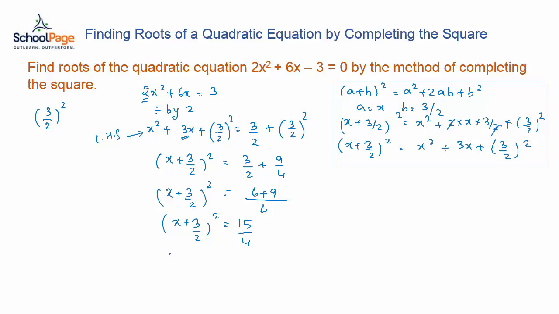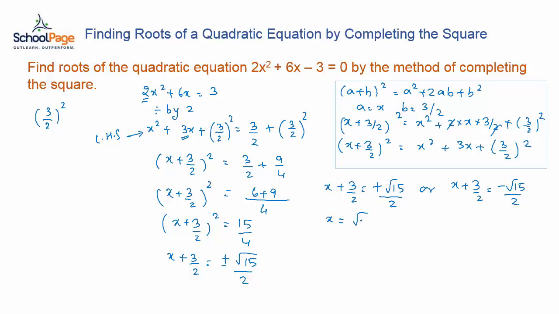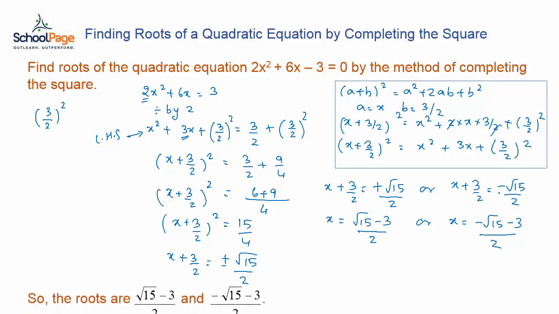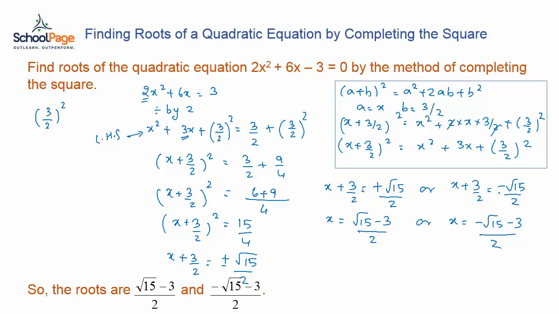Let us take the square root. We have x plus 3 by 2 is equal to plus or minus square root of 15 by 2. Now that means we have x plus 3 by 2 is equal to plus root 15 by 2 or x plus 3 by 2 equal to minus root 15 by 2. Solving this further, we have x is equal to root 15 minus 3 by 2 or x is equal to minus root 15 minus 3 by 2. So the roots of the quadratic equation are root 15 minus 3 by 2 and minus root 15 minus 3 by 2.